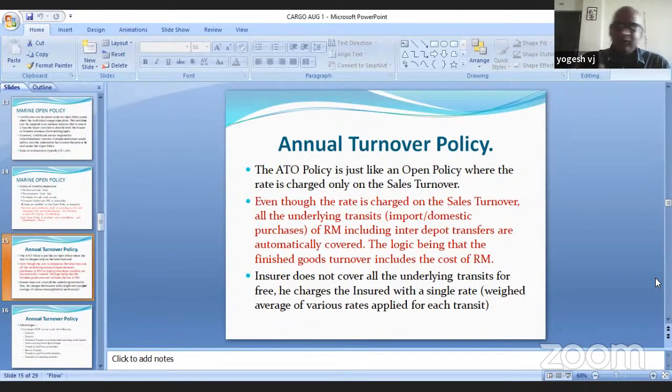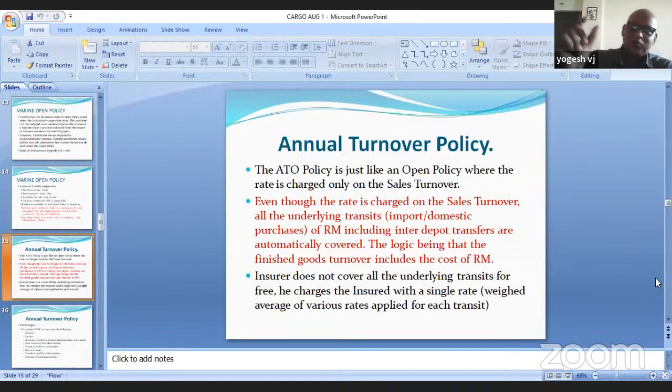Yes. And that is the very reason why annual turnover policies are issued. The logic is that finished goods turnover includes the raw material, so usually we do not consider the sum insured of raw material separately. We do not consider it because our annual sales turnover, the finished product, will already include the raw material's sum insured, right?